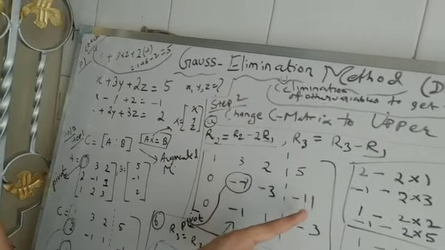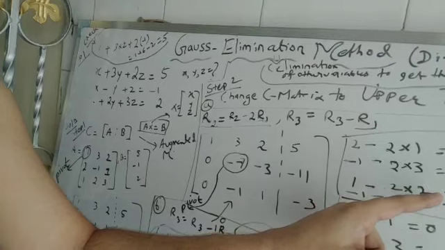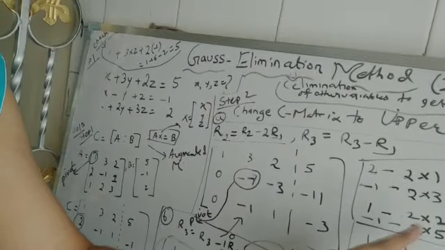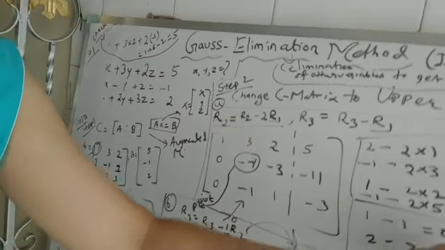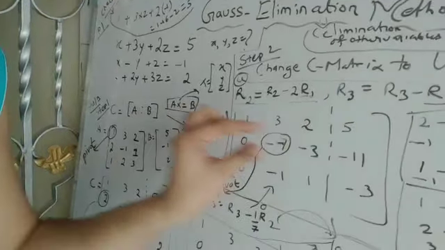Similarly, I have written this 2. Okay. 1 minus 2 into 2 is 1 minus 4 is minus 3, and minus 1 minus 2 into 5 is minus 10. So 1 minus 1 minus 10 is minus 11. Okay. In this way you change the second row.